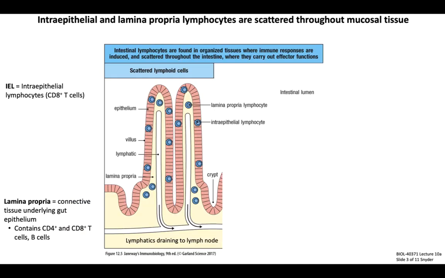Let's start by looking at where lymphocytes are localized within the gut epithelium, shown here in pink, which is made up of epithelial cells that are also referred to as enterocytes.